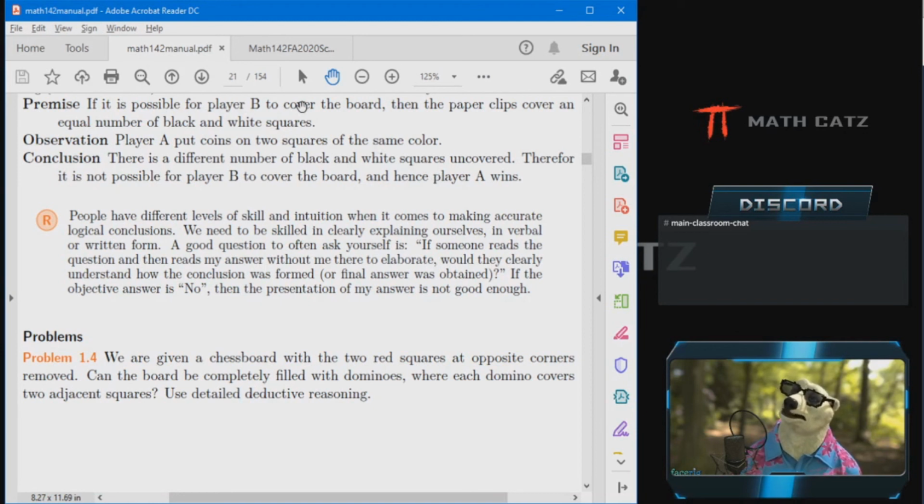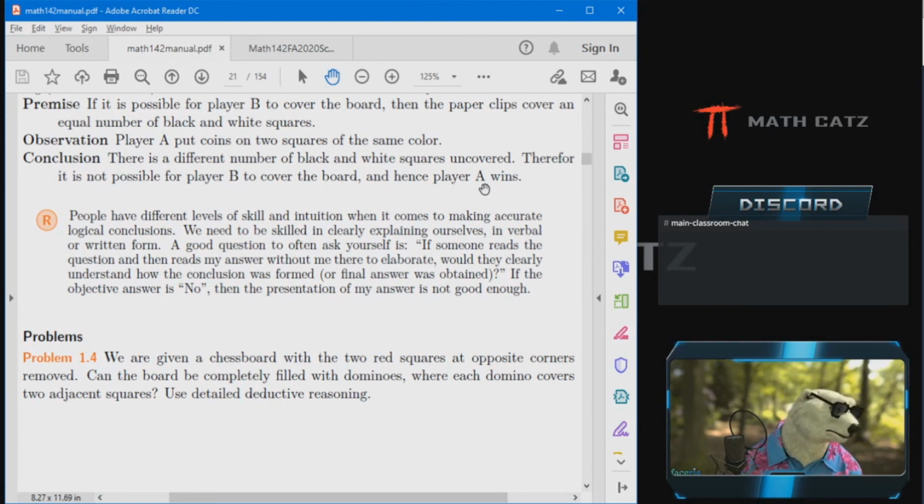If it's possible for B to cover the board, there has to be an equal number of black and white squares. Now I observe black and white squares that are not equal. So the second part of the premise is not true. The grass is not wet. Therefore, it couldn't have rained. Therefore, it's not possible for player B to cover the board, and player A wins. Just trying to make it as simple as possible.